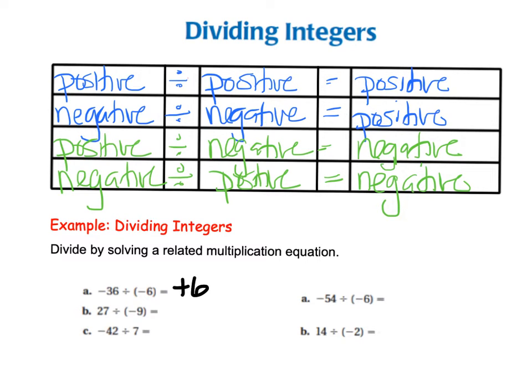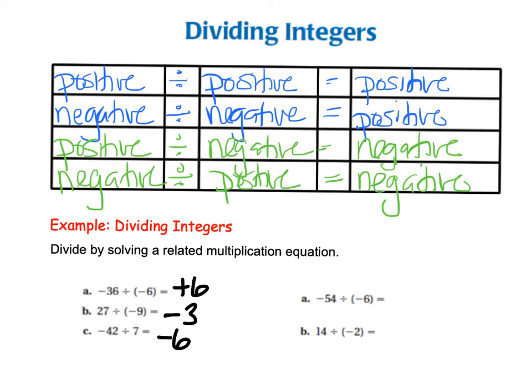Letter B says 27 divided by negative 9. I already see my signs are different, so my answer will be negative. Letter C, negative 42 divided by 7. My signs are different, so I will have a negative answer.